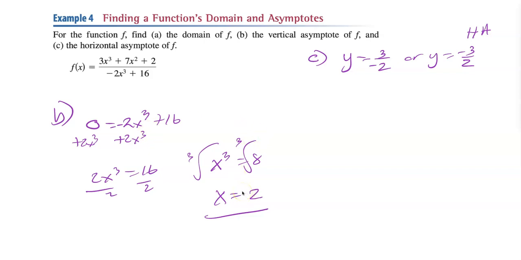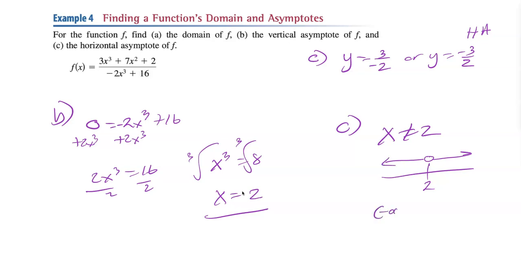That's my vertical asymptote. What's my domain? x cannot equal 2. You can be everything else. So if you want that in interval notation, it would be negative infinity to 2, union 2 to infinity. That's the same thing as saying x cannot equal 2, right? You can be everything but 2. So this is totally fine. There you go.